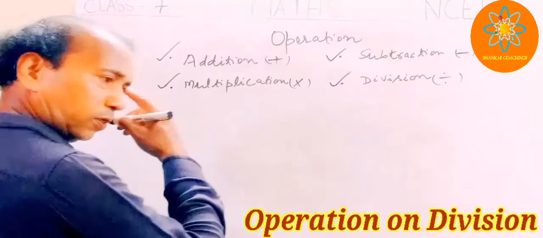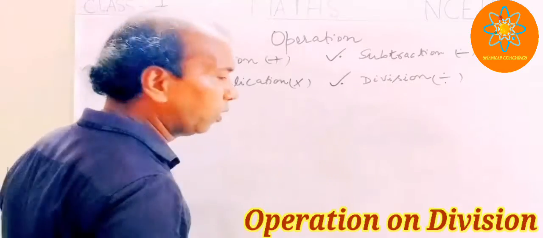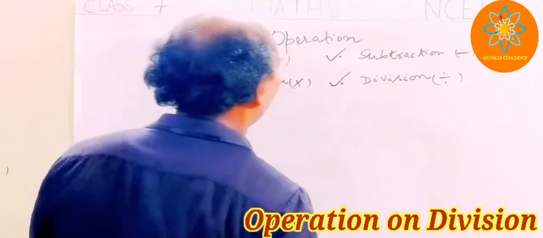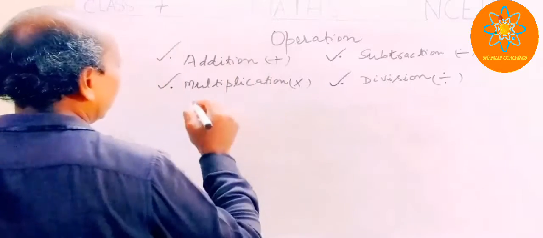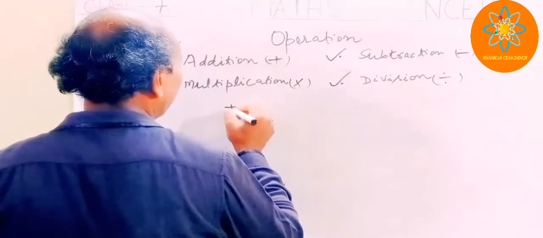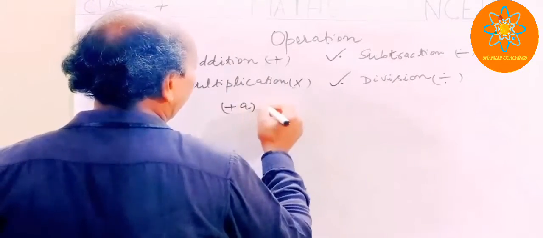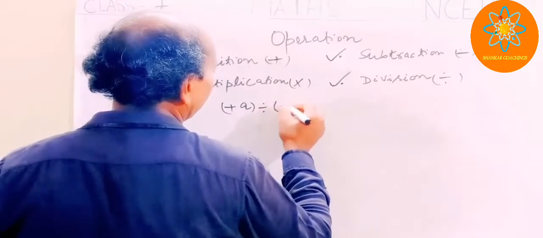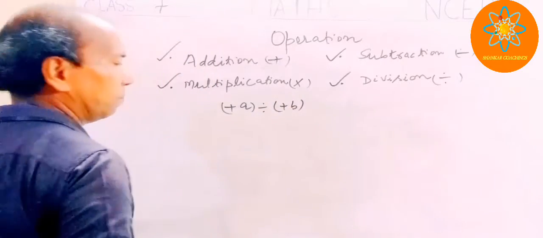The last operation is division. Let's suppose I have been given 2 numbers and I want to divide them. So let's suppose the numbers are plus a divided by plus b.